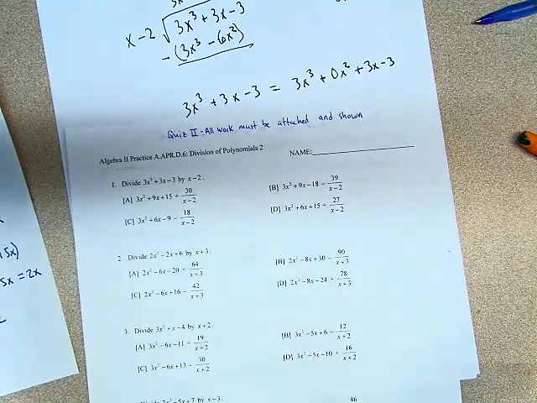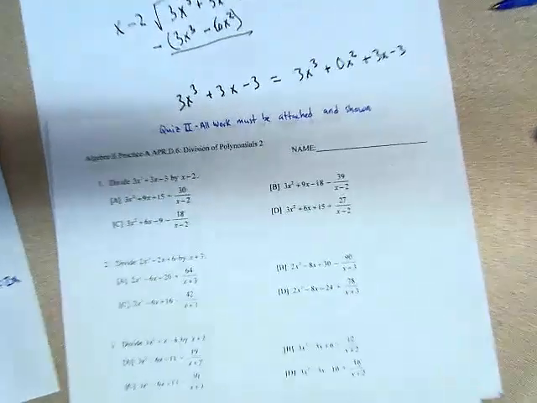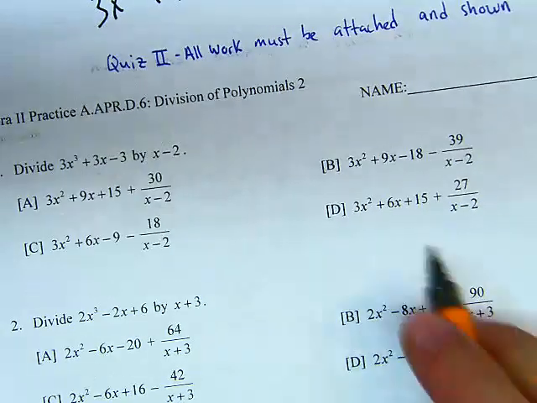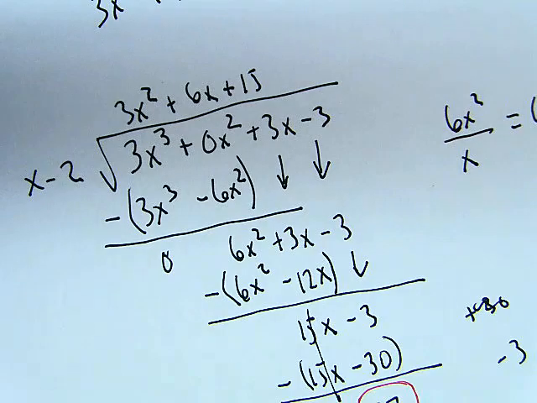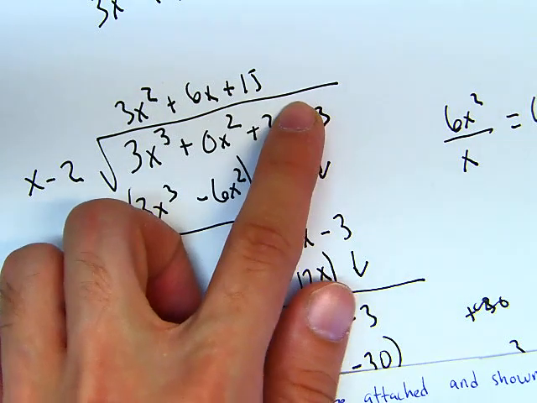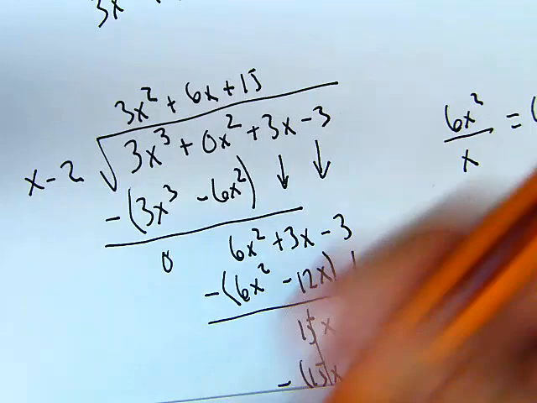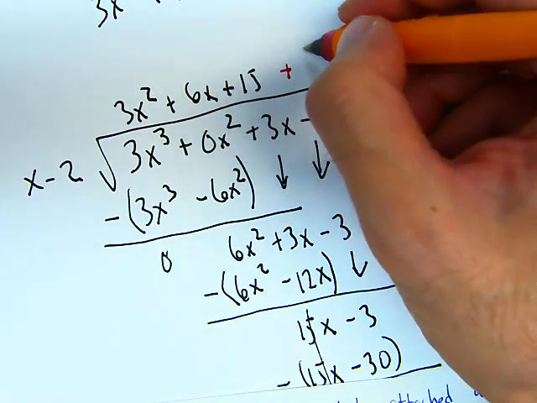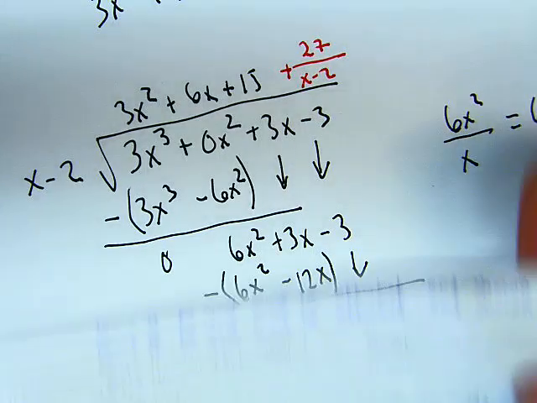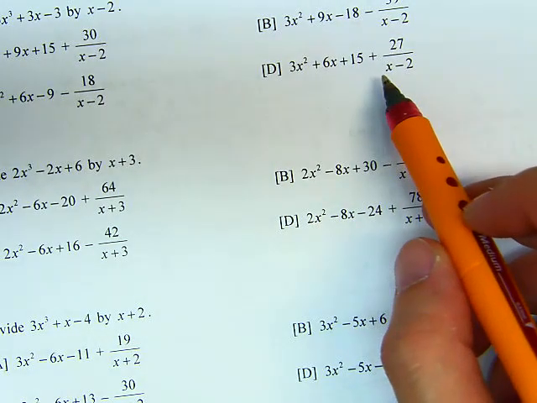So once you finish this video, let's see. Yeah. So this was the quiz. This was quiz question number 1. What was the answer? Yeah, it was just this. That was the answer. You see, it was 3x squared plus 6x plus 15 plus 27 over x minus 2. And that was this answer here. That was this one. Okay?